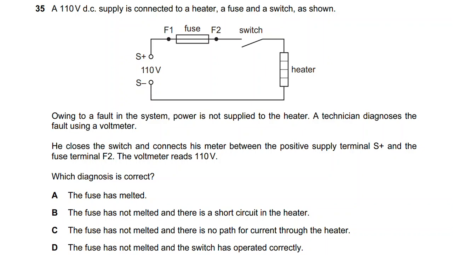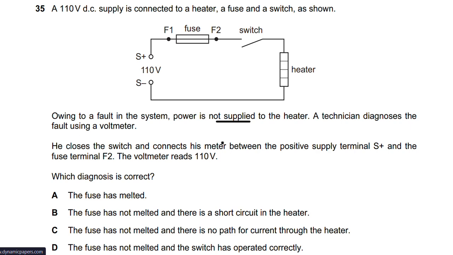So in this part of the question, it says that a 110-volt DC supply is connected to a heater, a fuse, and a switch as shown. Owing to a fault in the system, power is not supplied to the heater. That means there is no current through the heater. A technician diagnoses a fault using a voltmeter.